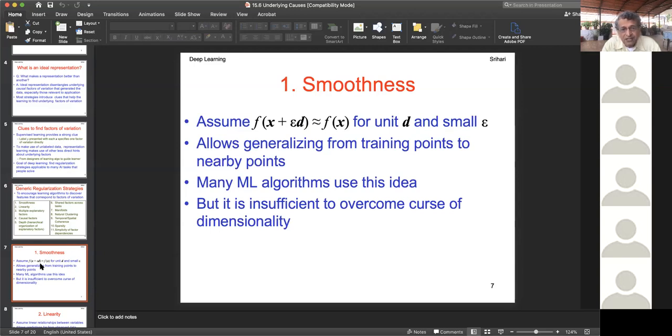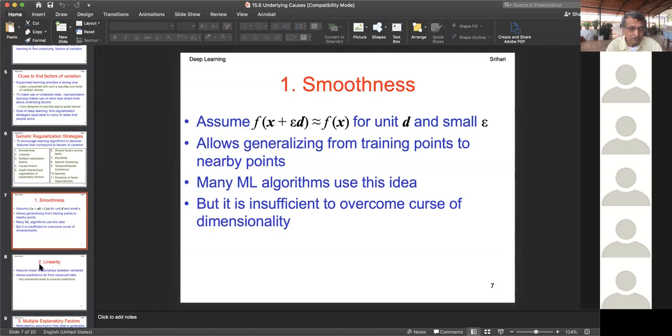So when you update x by an epsilon times d, that is, I suppose, the dimensionality of the hidden space, and so there is smoothness here. It allows generalizing from training points to nearby points. Many ML algorithms use this idea, but it is insufficient to overcome the curse of dimensionality. We just said smoothness is the problem with symbolic methods. Some idea of smoothness may be useful for distributed representations.